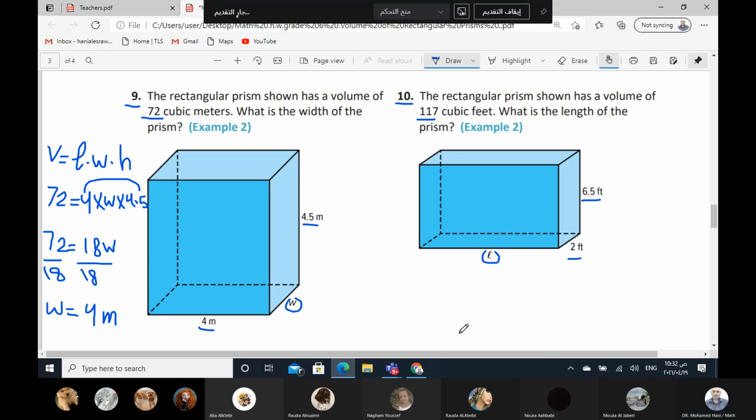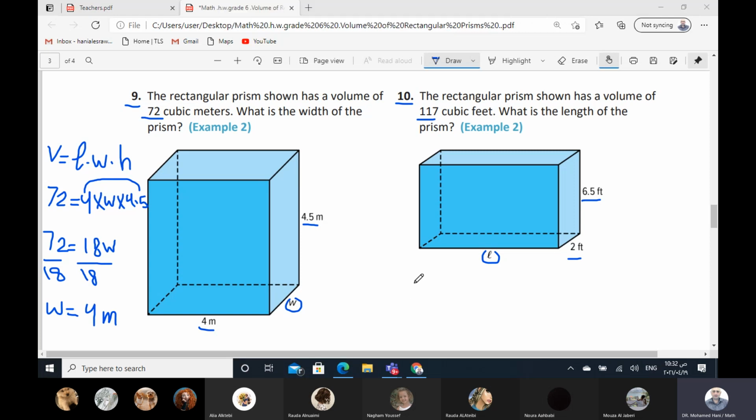So start from the formula: V equals length times W times height. So the volume will be 117 equals length times W, 2, times the height, which will be 6.5.